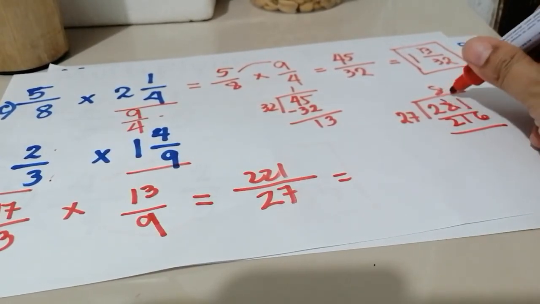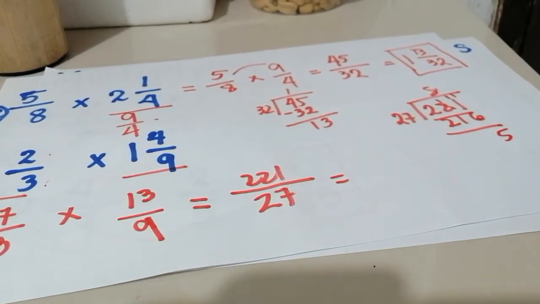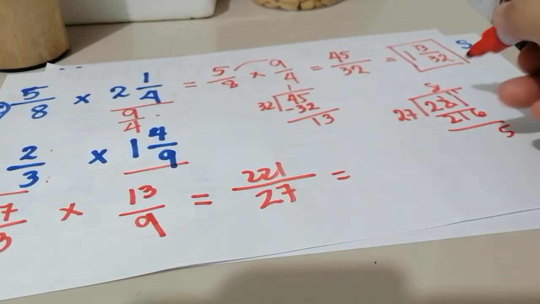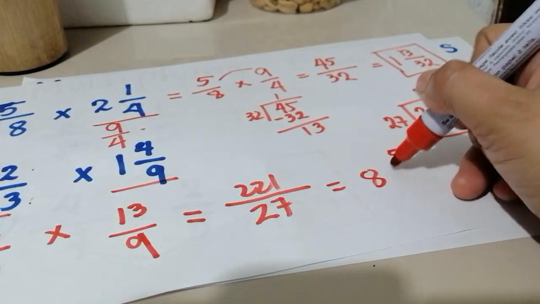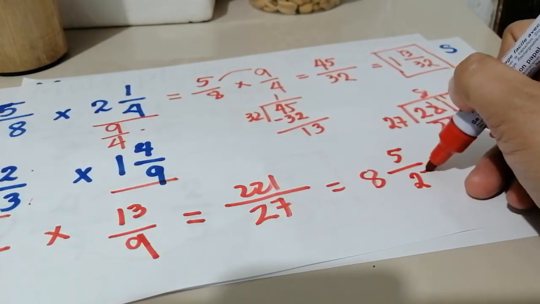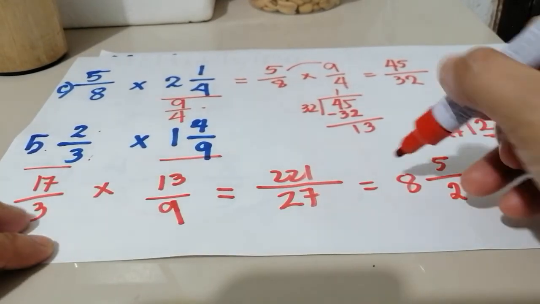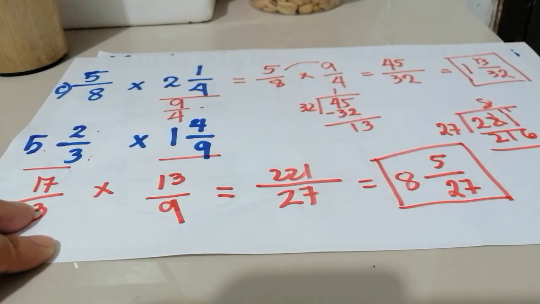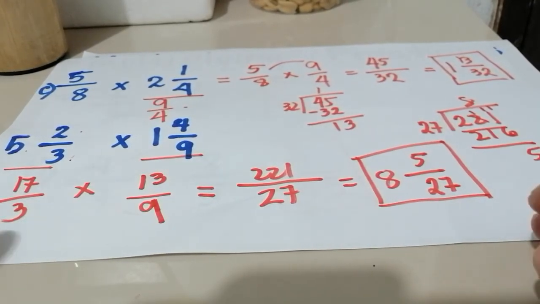So, borrow 1. Ito magiging 11. So, that will be 5. So, ibig sabihin, our answer will be 8 and 5 over 27. Okay? So, the answer here is 8 and 5 over 27. So, that is how we multiply fractions.